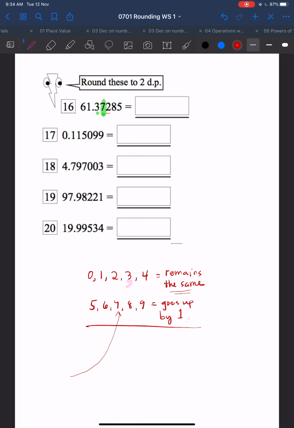So what's the next digit? 2. So what happens? Let's look over here. The next digit is 2, so that means the digit before, which is 7, remains the same. Okay? 7 remains the same. Everything after 7 disappears. Everything before 7 remains the same. So 61.37 hundredths. Okay?